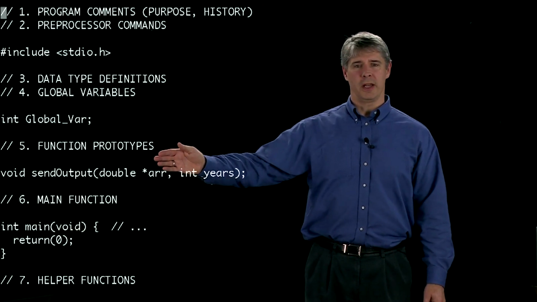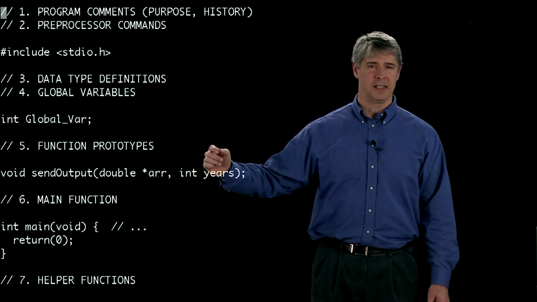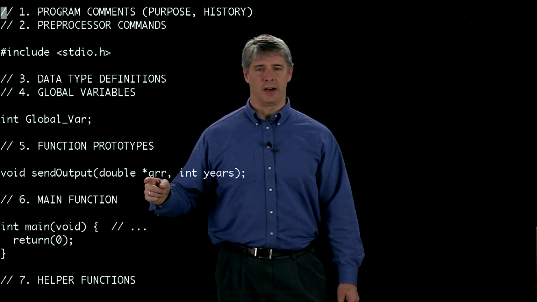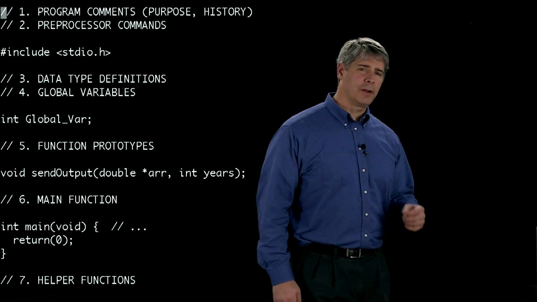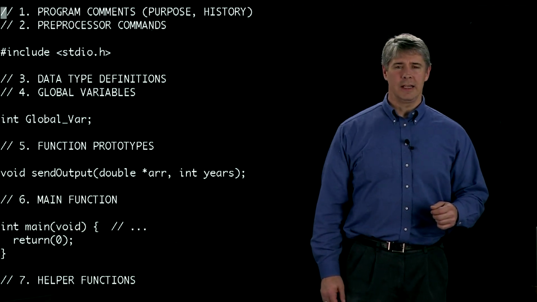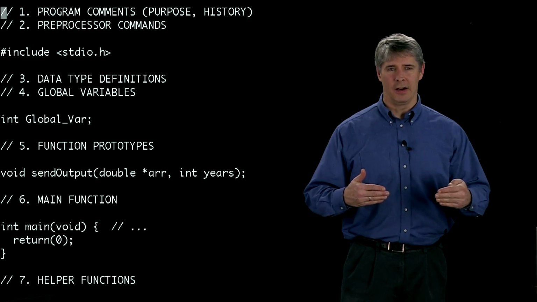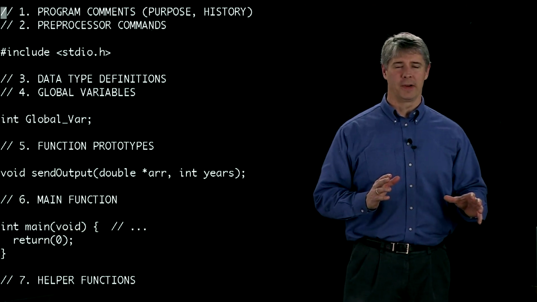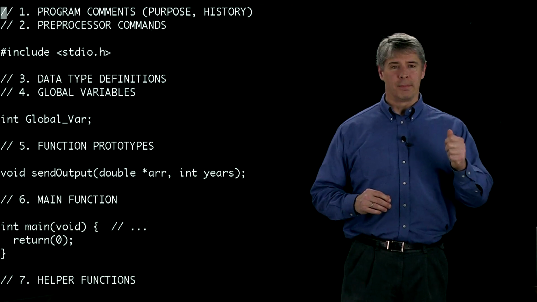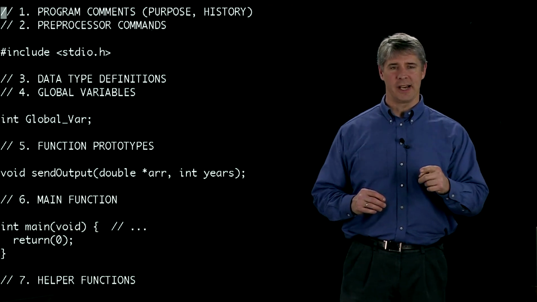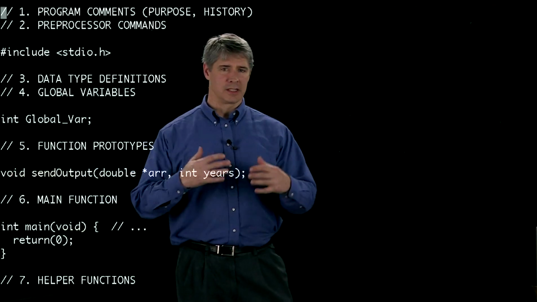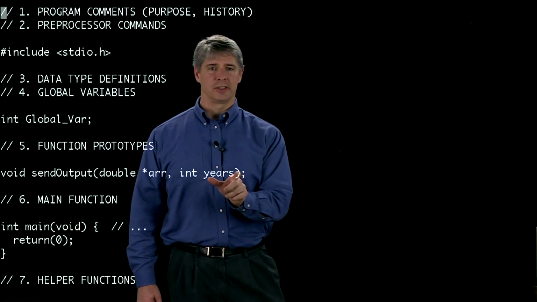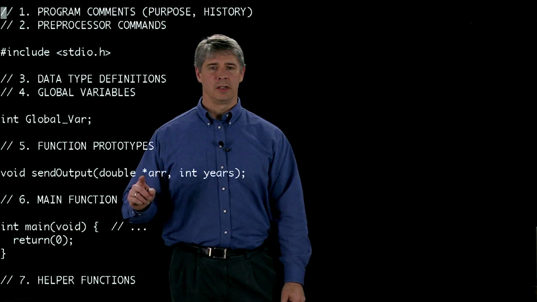After defining the global variables, we have function prototypes. And this is a concept that we haven't seen yet. So here we have the definition of a function, void send output double star r int years. What a function prototype does is create a definition of a function that you're going to use in the program, before you've given all of the code that defines how it operates. All you're doing is telling the compiler, be ready, there's going to be a function coming that's called send output. It's going to be of type void, which means it doesn't return anything. And it's going to take two arguments, two inputs. One is an integer called years, and the other one is a pointer to type double.